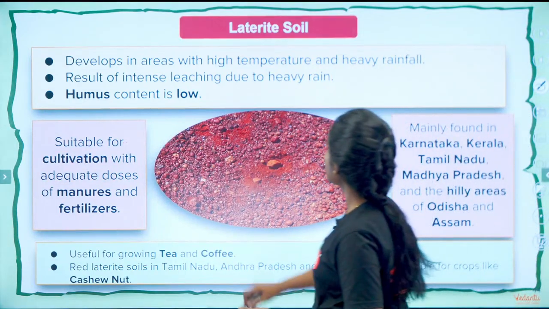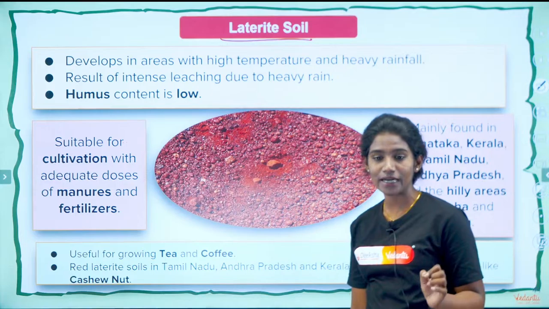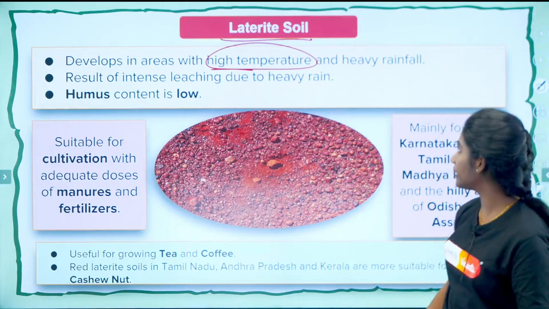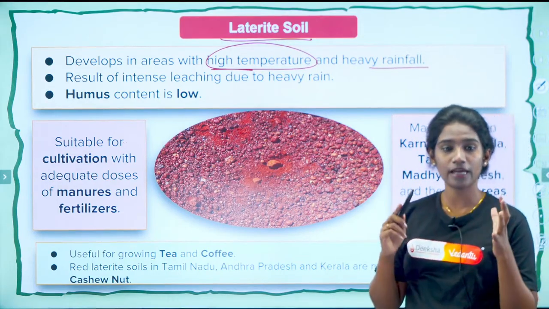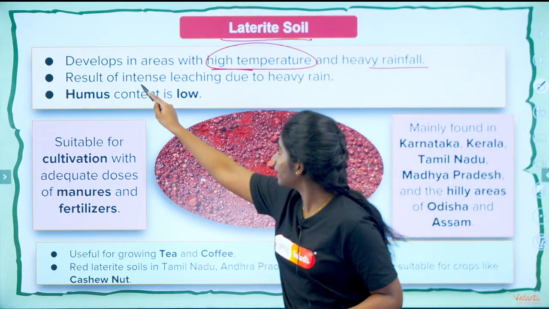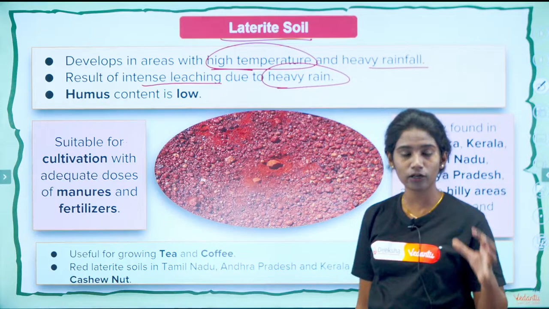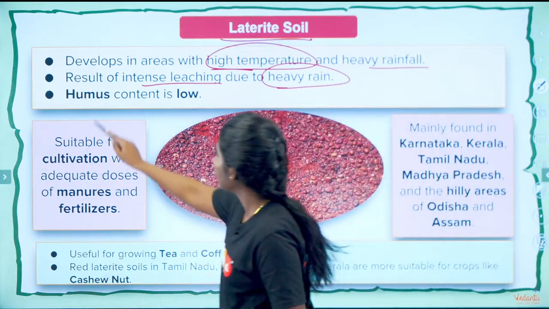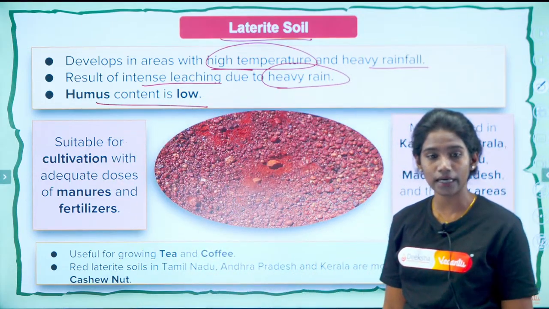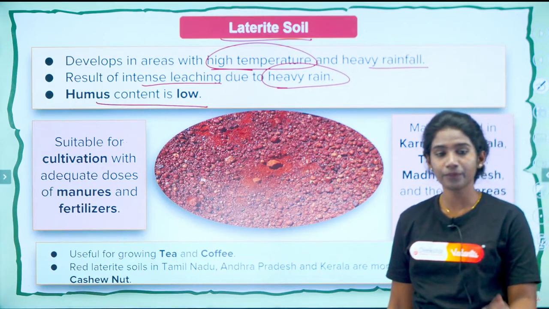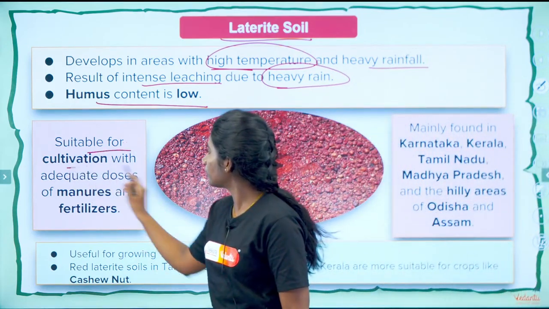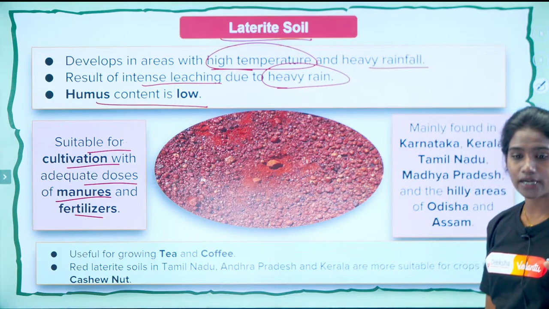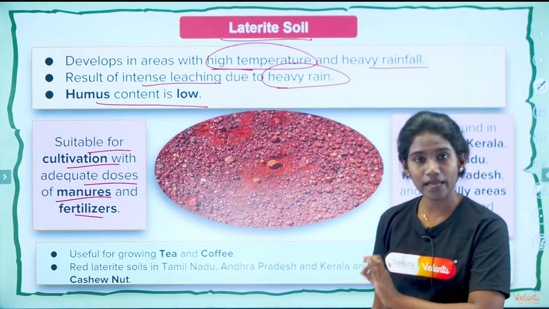Okay, and the next one is laterite soil. The laterite soil is developed in the area where the temperature is very high, and also there should be heavy rainfall. It is the result of intense leaching, because I told you there is heavy rainfall. The humus content is very low. Then it is suitable for cultivation with an adequate dose of manure and fertilizer. So over here we will have to provide an adequate amount of manure as well as fertilizer.